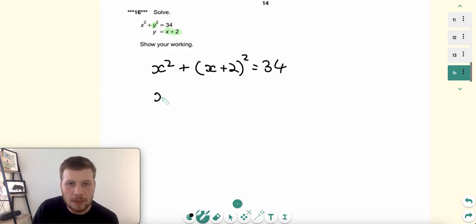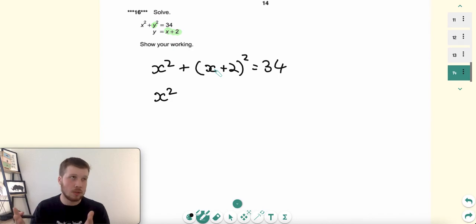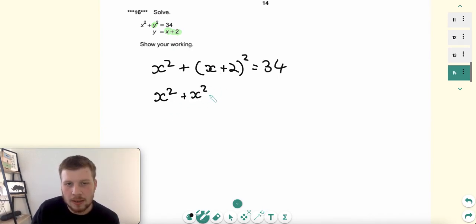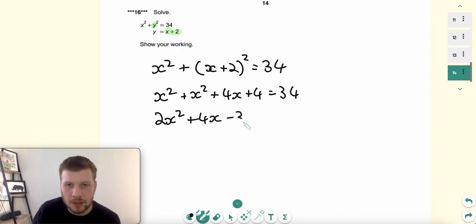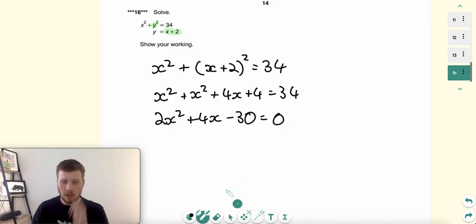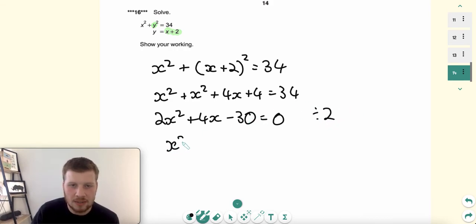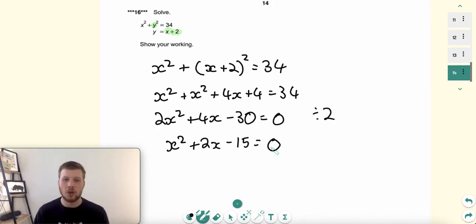Looking at this then, I'm going to expand. x plus 2 squared is going to give me x squared plus 4x plus 4 equals 34. To actually solve this, I need it equal to 0, so I'm going to take away 34 and simplify: 2x squared plus 4x, take away 30 is equal to 0. The next step isn't crucial, but if we notice that everything is a multiple of 2, we can divide through by 2, and that gives us x squared plus 2x, take away 15, which is a lot easier to work with.